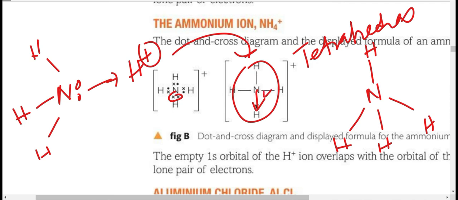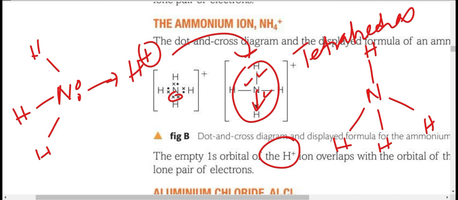Which one? This one, or this one, or this one? Because you cannot differentiate between electrons. Keep in mind, the hydrogen positive ion, when it's coming, is only providing the orbital, and the pair of electrons is provided by nitrogen. So there is no difference made to nitrogen because the pair is still there.